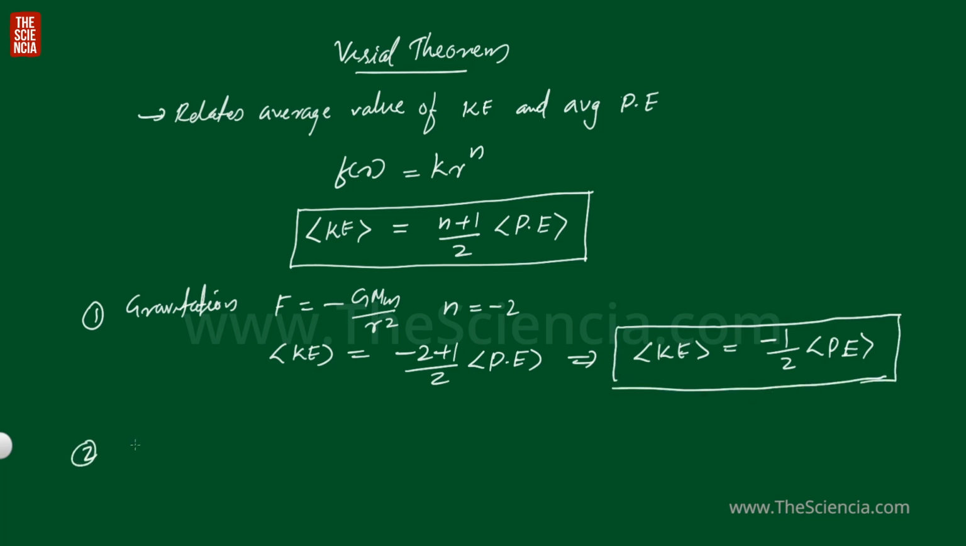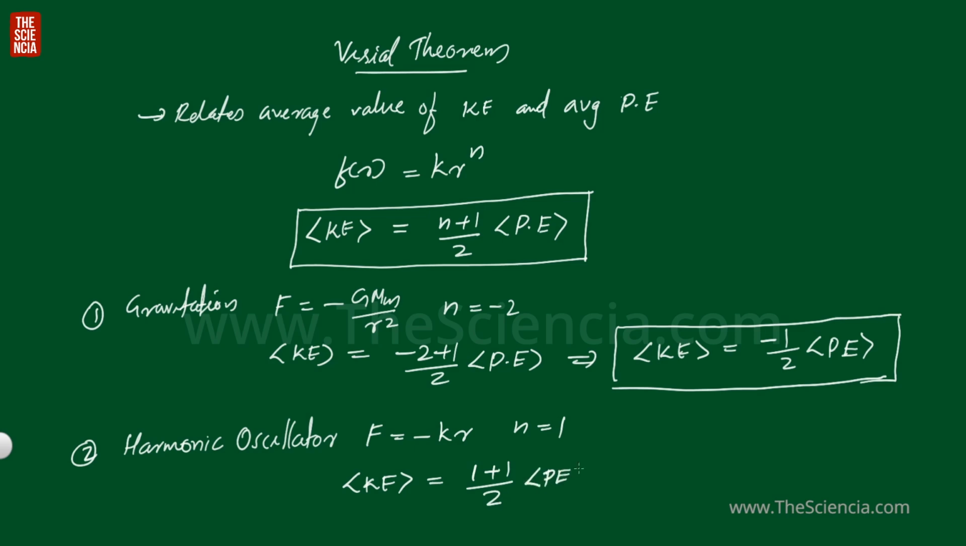Now second example, that is harmonic oscillator. For harmonic oscillator, F is equal to minus k r, that is n equal to 1. So what we get? We get the average value of kinetic energy equal to 1 plus 1 by 2 into the average value of potential energy. That is, the average value of kinetic energy is equal to the average value of potential energy for harmonic oscillator.